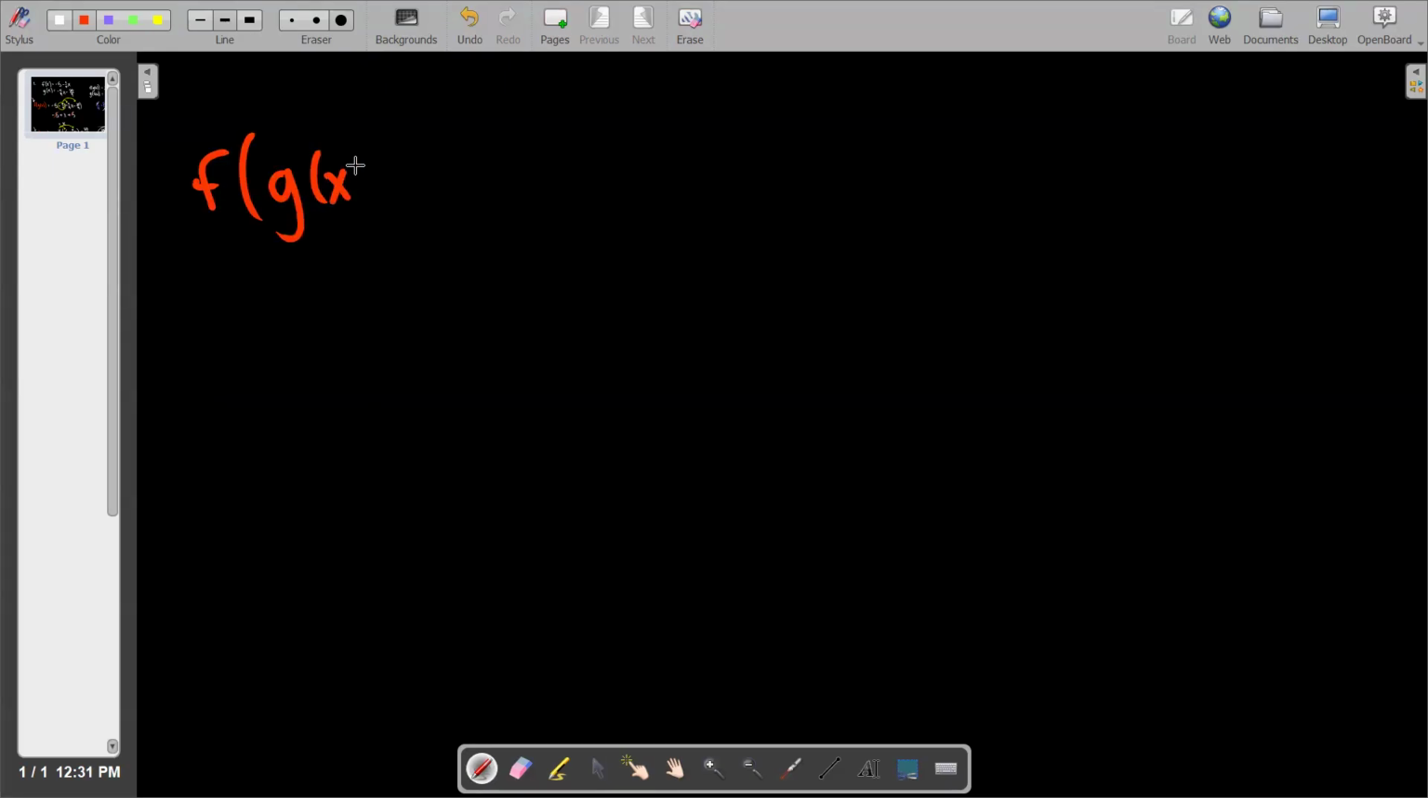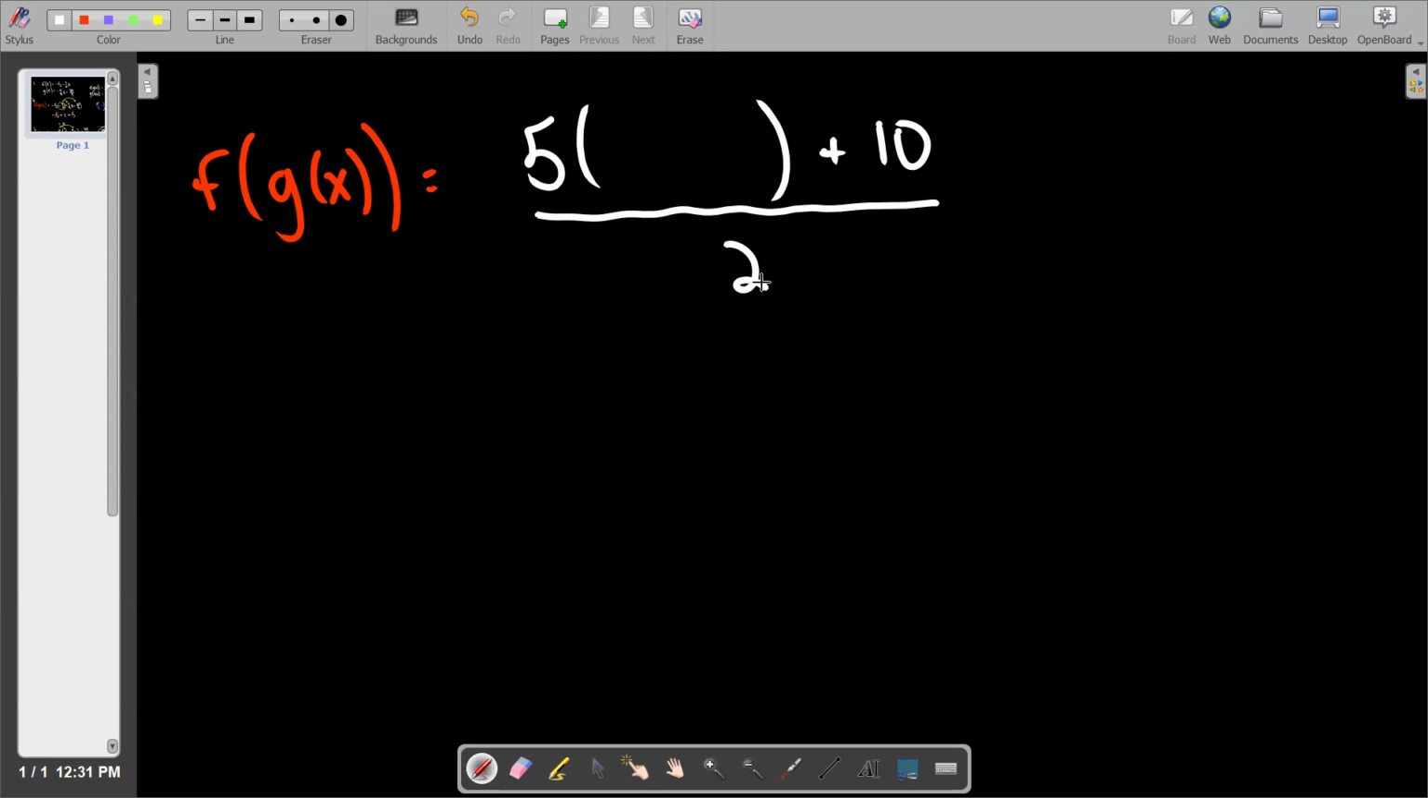So our first composition, I like to do f of g first. You don't have to. So I'm going to write 5 awkward void plus 10 divided by 2. And into the awkward void, I put the other function g of x. And so x plus 2 over 6.